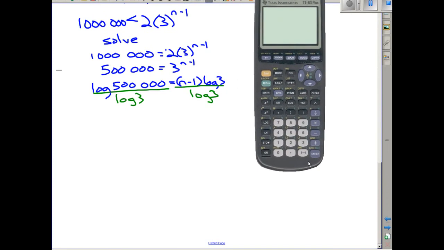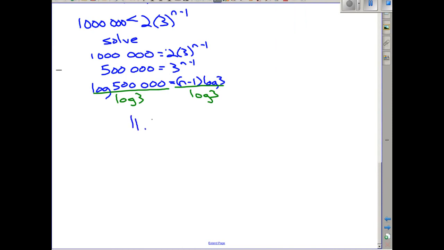Okay, pull up my calculator. Log of 500,000. Make sure I close my brackets. Divided by log 3 equals 11.94. And that would be what n minus 1 is. So n itself is going to be 12.94. Just add 1 to each side. There is no 12.94th term. So we have to say here that, since this is a geometric sequence that grows, it's got a common ratio greater than 1, we're going to be looking at the next term, the 13th term.